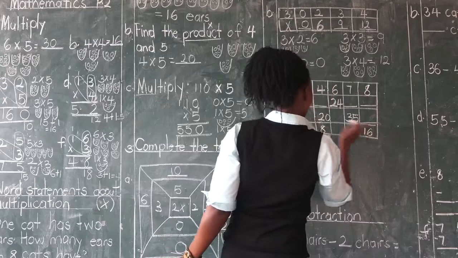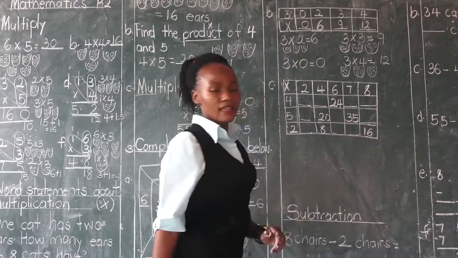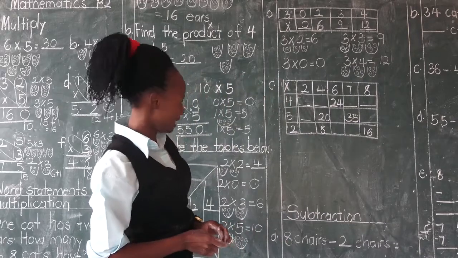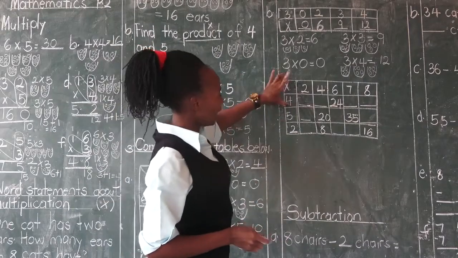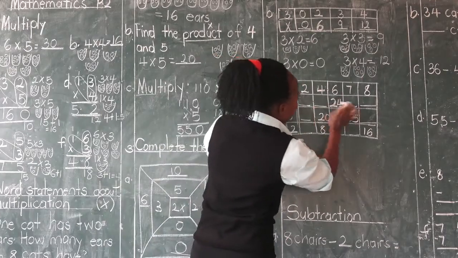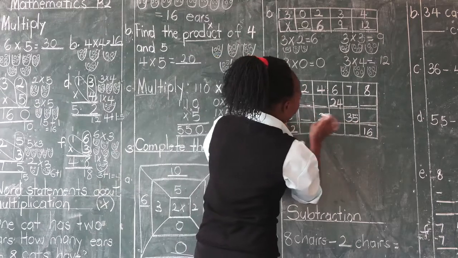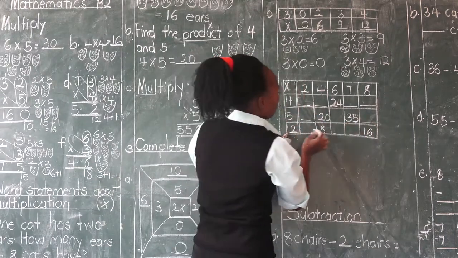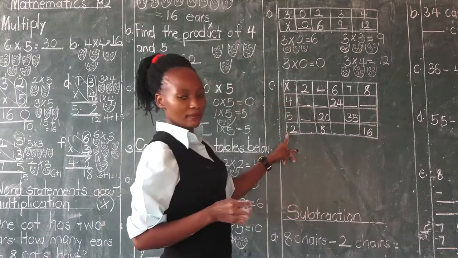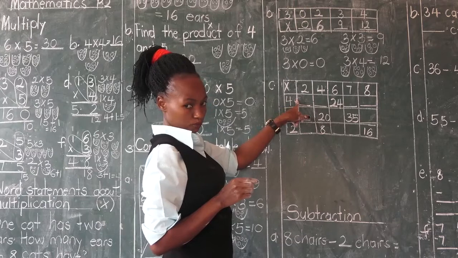All these ones are missing. We have to find out those answers, all those numbers which are missing. Okay? Now here, on this column, we are going to be multiplying by 4 to find out the answers. Here, we shall multiply by 5 to find the answers. And here, we shall multiply by 2 to find the missing numbers or to find the answers. We always start with 4.